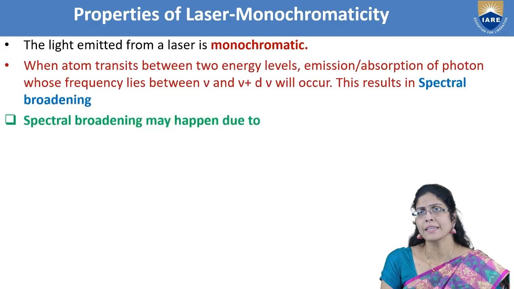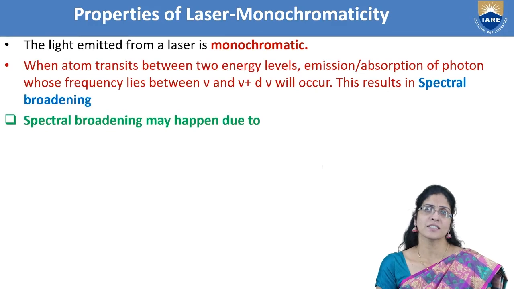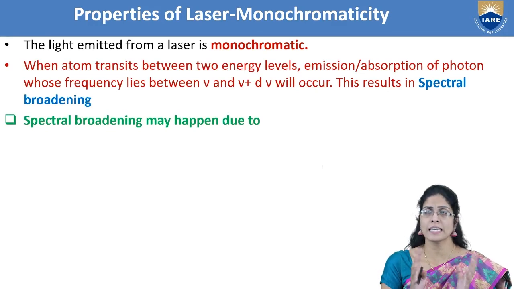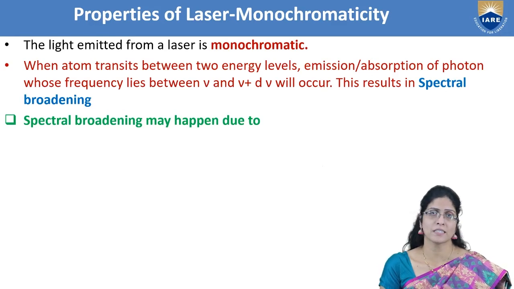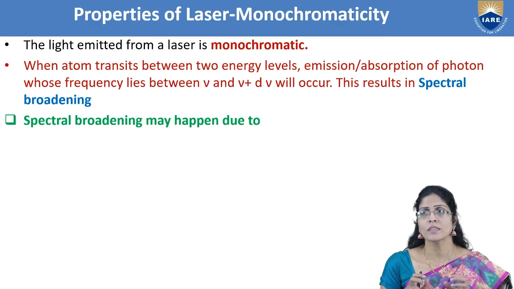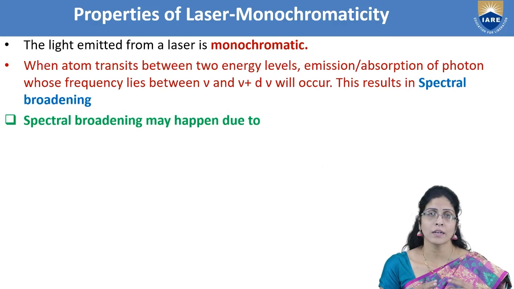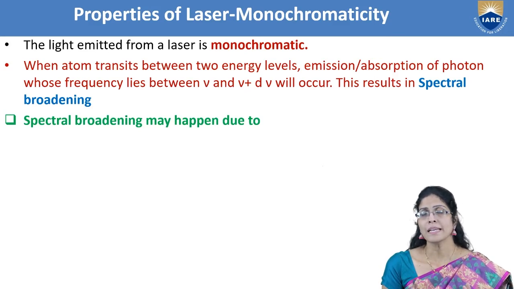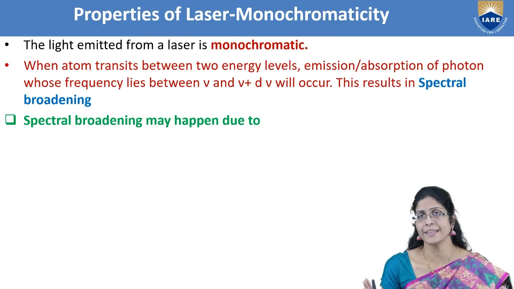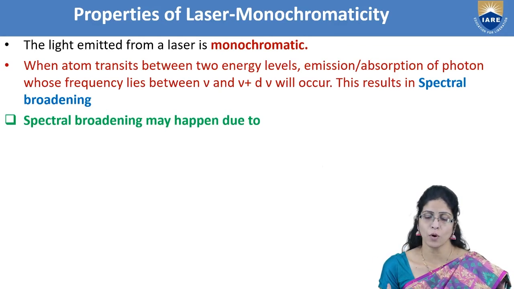So what is happening here? When you take an atom which is transitioning between two energy levels in a material, either emission or absorption of a photon can take place. That's what you have understood till now. So when this emission or absorption of the photon happens, its frequency will lie between the initial one, that is nu, and nu plus d nu. What is nu? Nu is the frequency. So there is a broadening, and you call this spectral broadening.